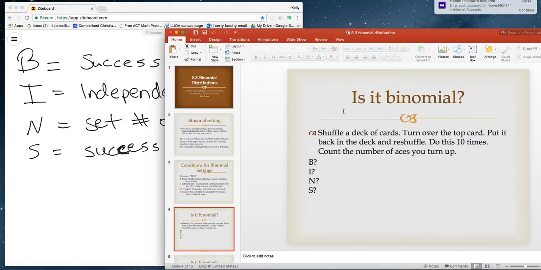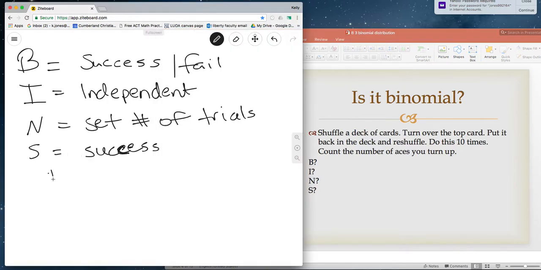So let's check and see if this is actually a binomial. We're going to shuffle a deck of cards, and we're going to turn over the top card, and we're going to put it back in the deck and reshuffle. And we're going to do this 10 times, and we're going to count the number of aces that I see when I flip these cards up 10 times. So let's check. Is it binary?